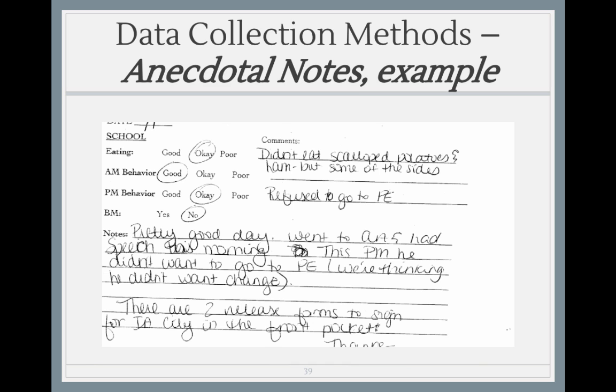So here's an example of an anecdotal note. This was part of a homeschool notebook that was used for a school team a number of years ago. And you can see that there were some concerns that they just always addressed in the anecdotal notes. So they talked about how the eating at school was, how the behavior in the morning and the behavior in the afternoon were. And for this particular student who had some digestive medical concerns as well, they always wanted to keep track of whether or not this student had a bowel movement at school. Then there is a place for comments and notes. So this is a really good example of an anecdotal note that was a part of a homeschool notebook for a student.